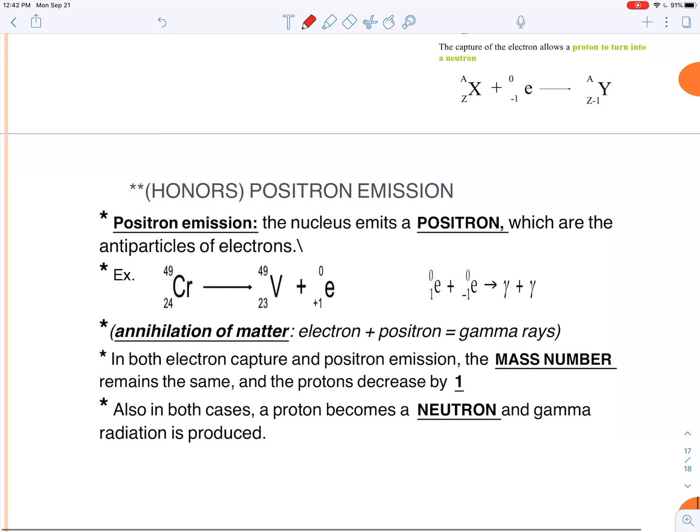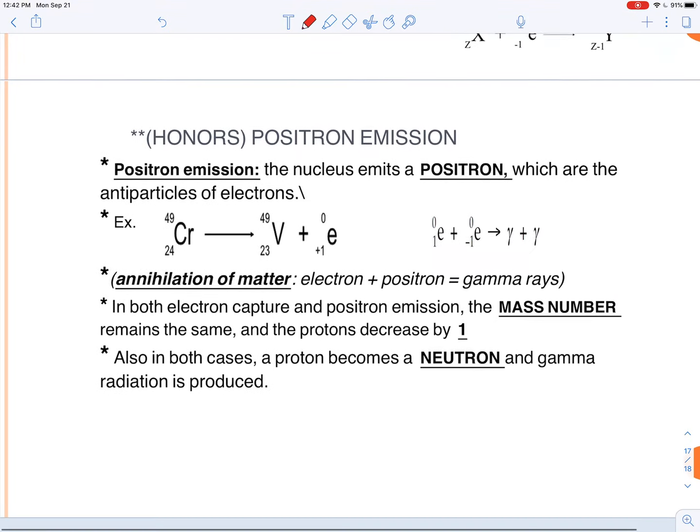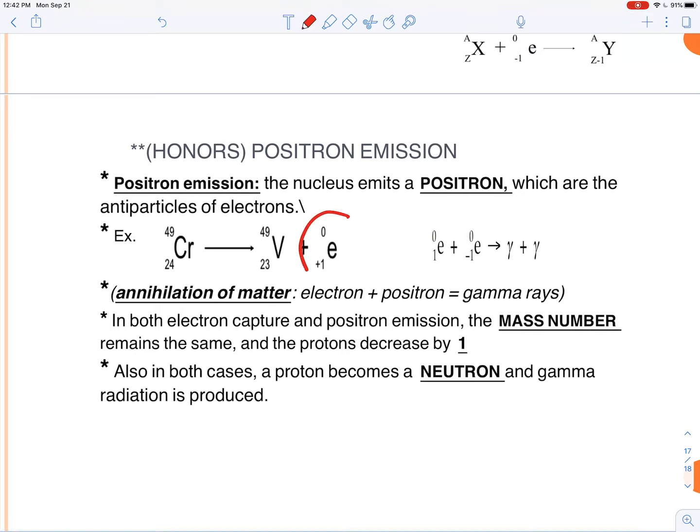For positron emission, we get a positron, which is the opposite of an electron, on the right side. And so eventually the released positron combines with an electron to emit gamma rays. In both of these, the mass number remains the same, and the protons decrease by 1. In both of these, a proton becomes a neutron. Okay? So, we don't have time for examples of this, but you'll see it on your worksheet.